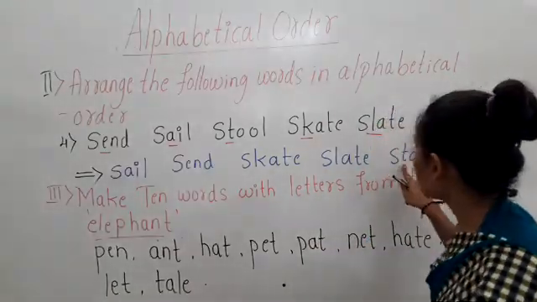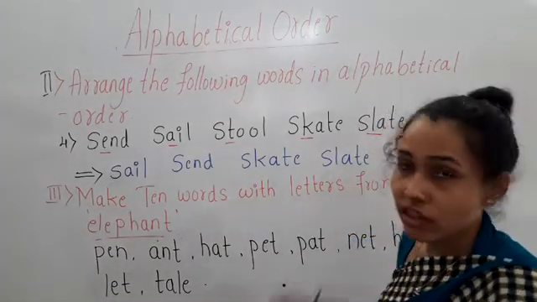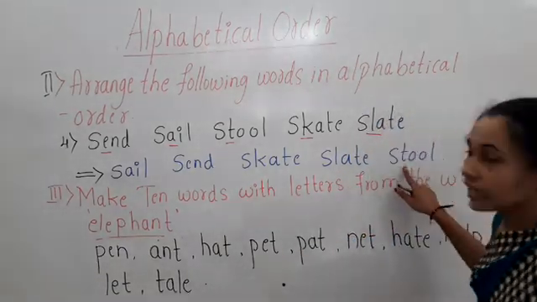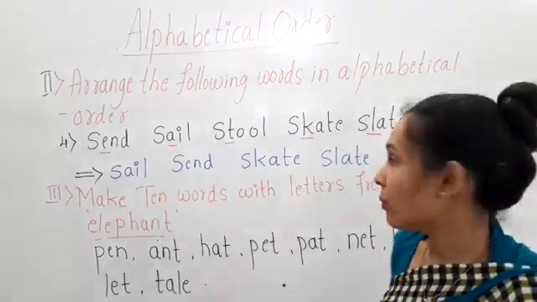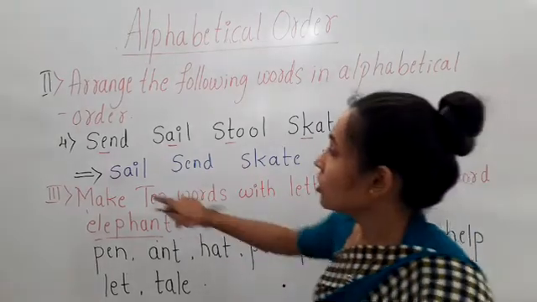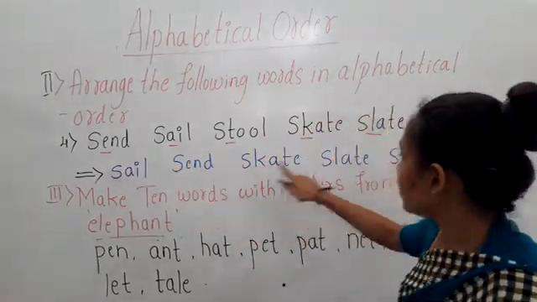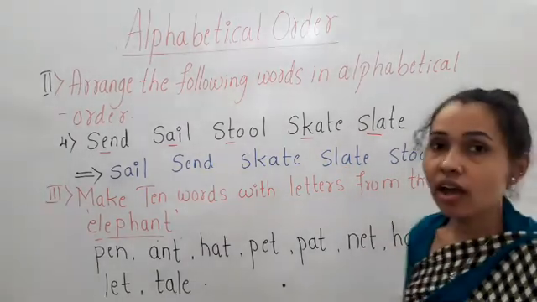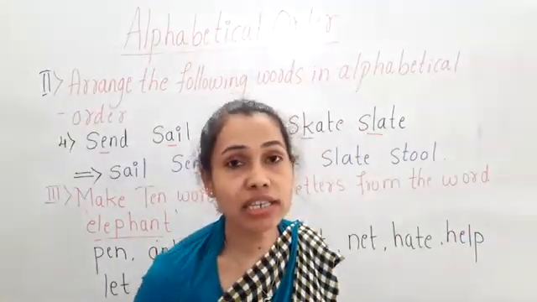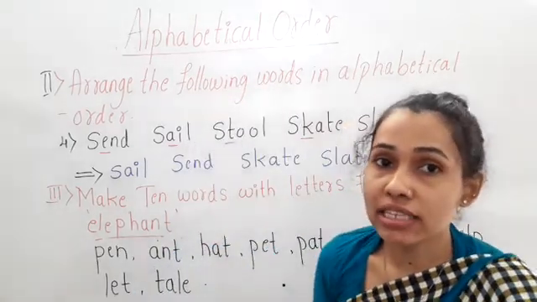Then which letter comes after L? T comes in the alphabet. So we have to write stool at the end. Okay children. So here we have to write sail, send, skate, slate, stool. Here we have arranged the words in alphabetical order according to the letter they begin with.